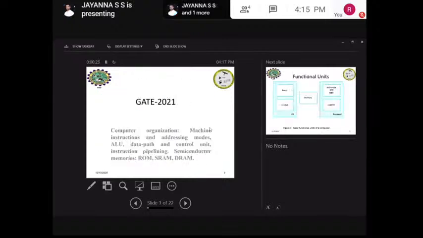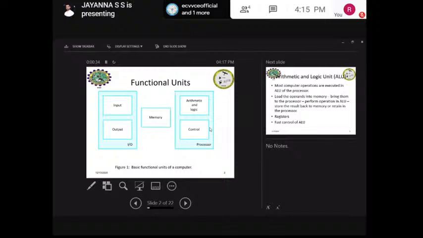Before going to solve previous year GATE question papers, let me explain some basic concepts with respect to computer organization. Here, this diagram shows the functional block diagram of a computer. It mainly consists of a processor, input-output systems, followed by the memory.